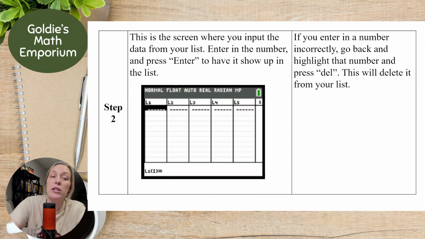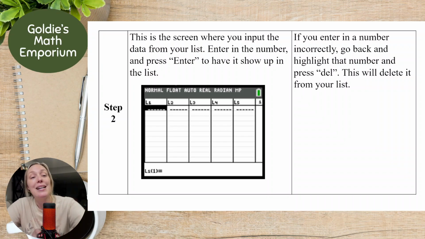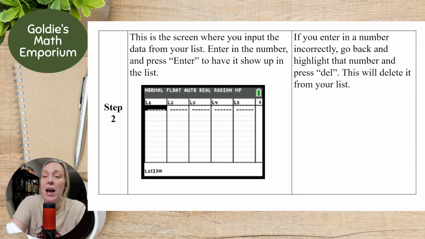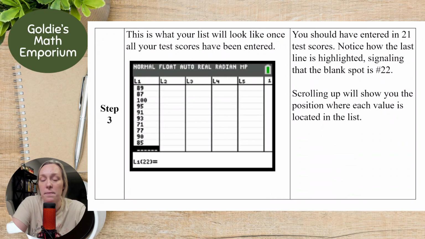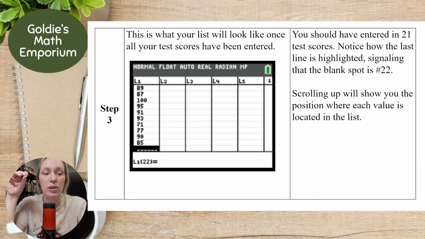Okay, so it's going to have this little box highlighted, L1 first, right beneath that, and you just have to start inputting your numbers and clicking enter, and then it enters it into the list and moves on to the next value. Okay. If you enter a number in incorrectly, which of course happens, go back and highlight that number and press the DEL button, the delete, and it deletes it from your list. Okay. So this is what it looks like once we have all of the test scores entered.